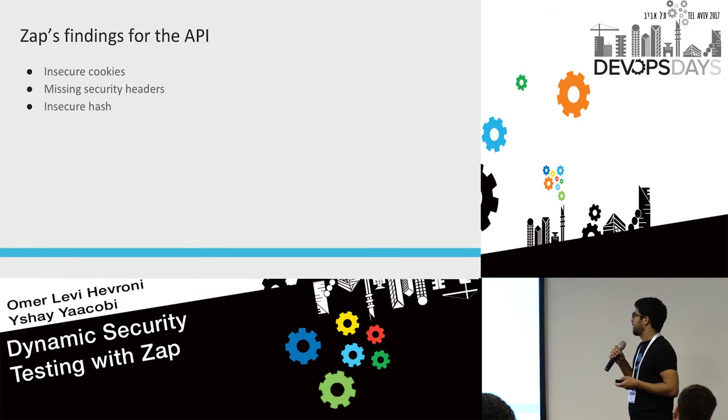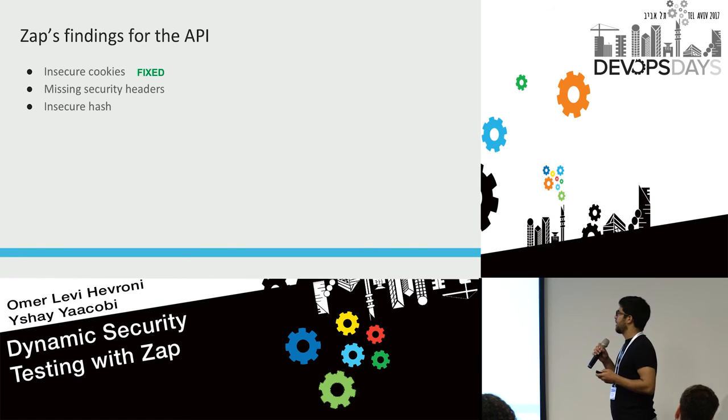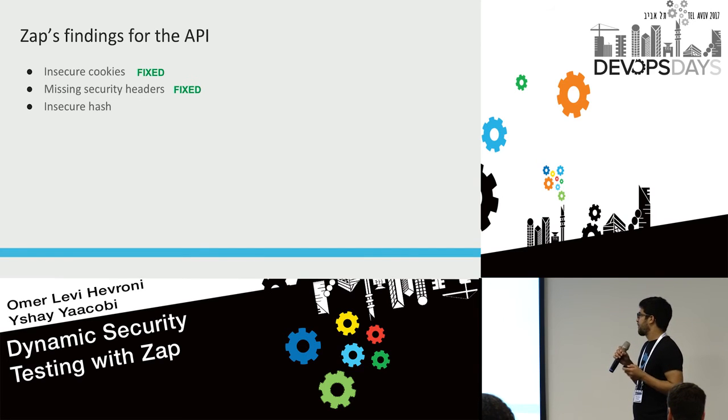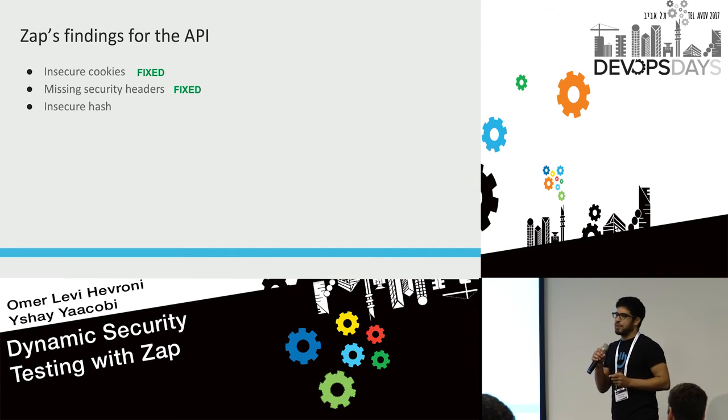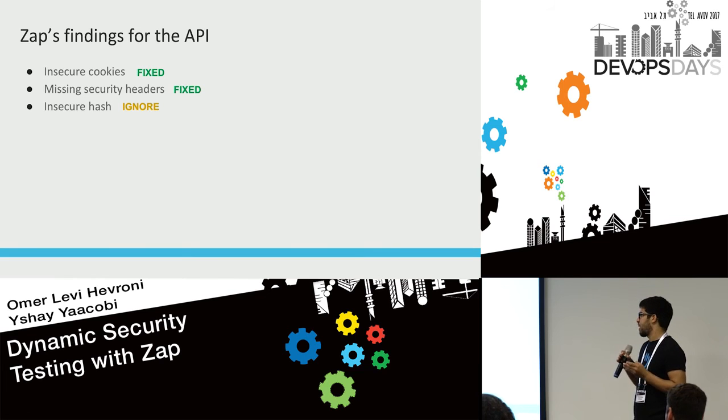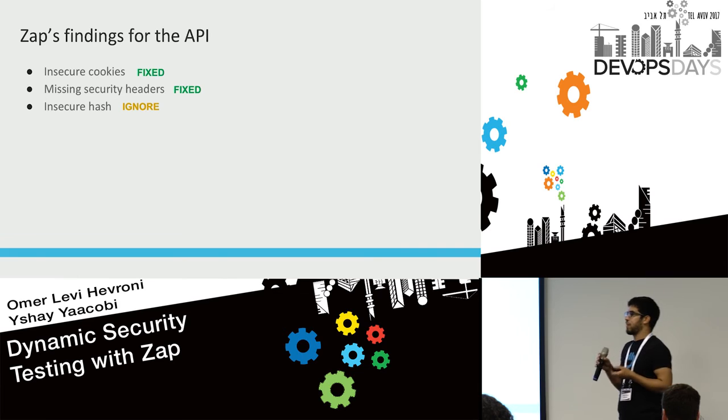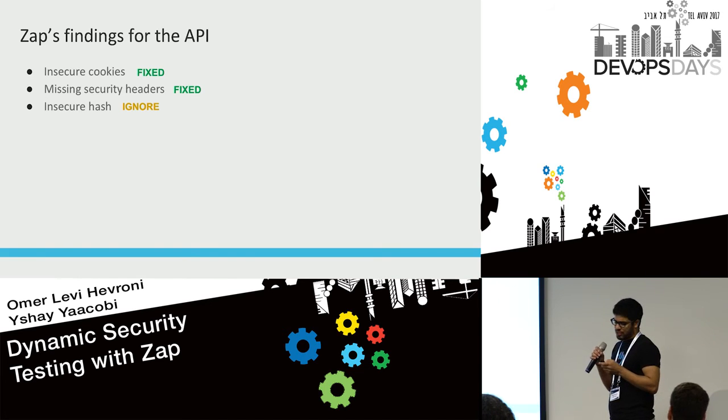So let's look at the Tweek findings. We found out through ZAP that we have insecure cookies, and we fixed it because it's a real issue. We have missing security headers, which is also a real issue, and we fixed it. And we have an insecure hash, but it's not really an issue. We are using SHA-1, but we're not using it in an area that is affecting our security. So we just need to ignore it.